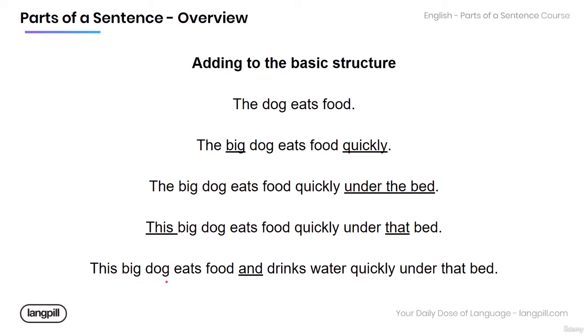This big dog eats food and drinks water quickly under that bed. Okay? So now we're very specific. We're adding multiple sentences together. We're becoming a better English speaker. So this is what we'll learn in the remainder of this course.